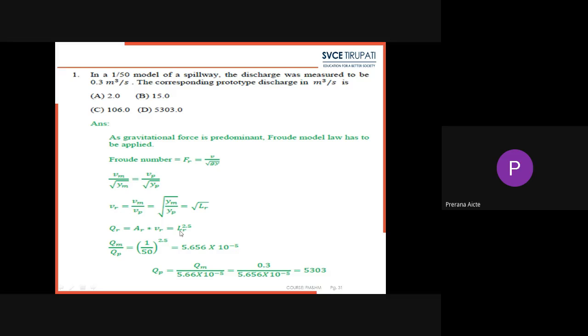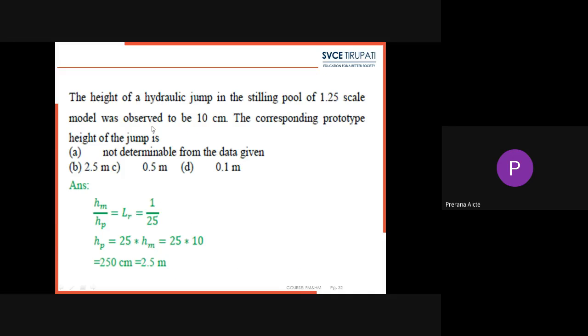So we can write it as length scale ratio power 2.5. From this equation we can write discharge ratio is nothing but the ratio of the model and prototype. Here we have 1/50 for the model. They have given the measurement as 1/50. The ratio is given as 1/50 whole power 2.5. So substituting all the values for the model and prototype in this equation, that is Qp equals Qm by Lr power 2.5, we get Qp equals 5303. The discharge for the prototype is 5303.